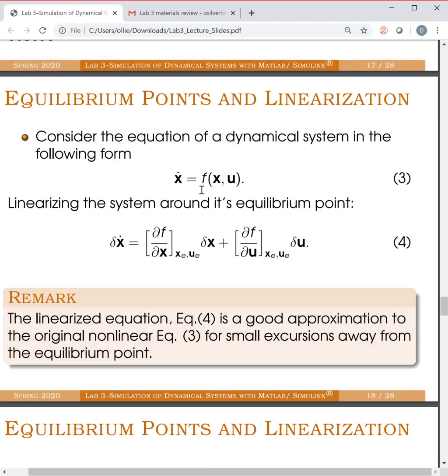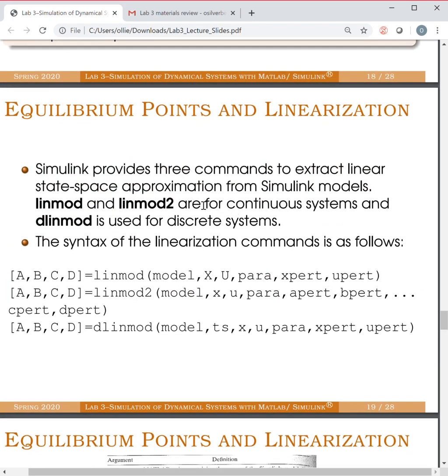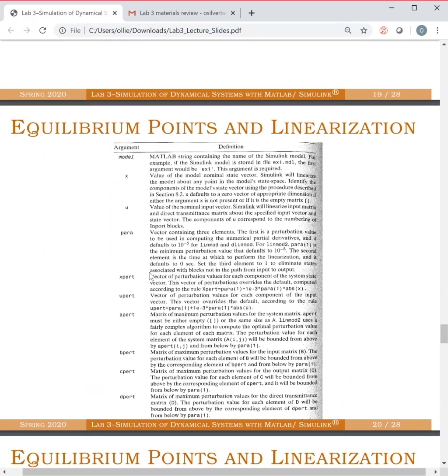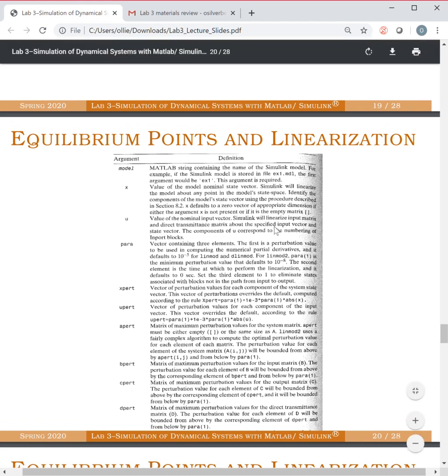Let's move on to linearization. We know that the derivative of the state is a function of the state itself and some input forcing u. We can use equation 4 to linearize the system around an equilibrium point. Note that equation 4 is an approximation. To do this in MATLAB, we use linmod and linmod2, which are for continuous systems. We can use dlinmod for discrete systems. So simply input the model name, the state to linearize about, forcing to linearize about, and perturbation information. Please read and be familiar with all of these variable names.